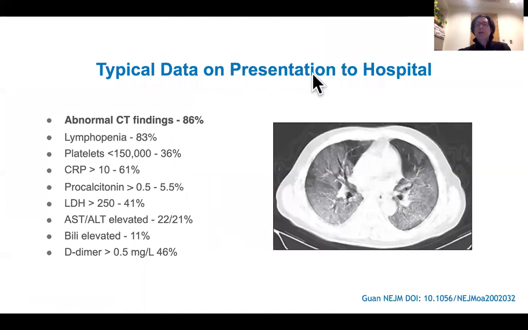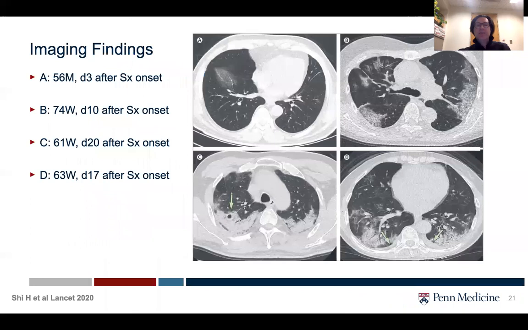Now, typical data on a patient presenting to the hospital, so these are moderate or severely ill patients, include abnormal CT findings. And again, this really is coming out of the Chinese experience where they relied on CT to a greater degree, chest CT to a greater degree than they did even initially with viral PCR testing. The other findings are relatively nonspecific. Lymphopenia is typically present, and you can see listed here a variety of other laboratory abnormalities indicating inflammation and multi-system organ involvement.